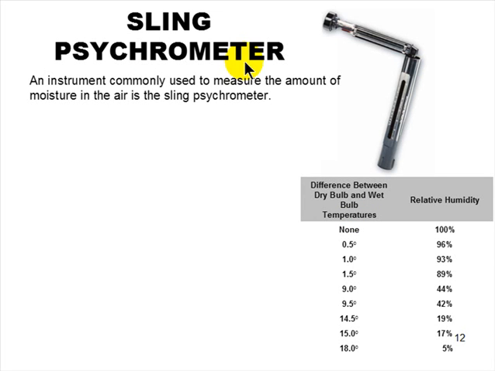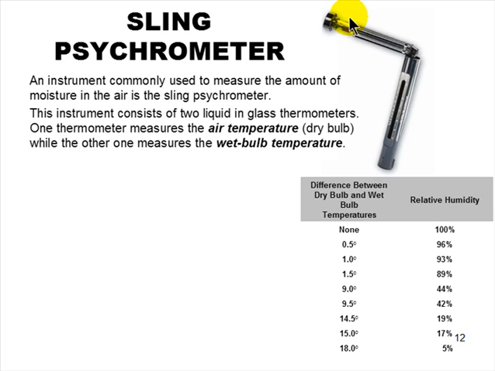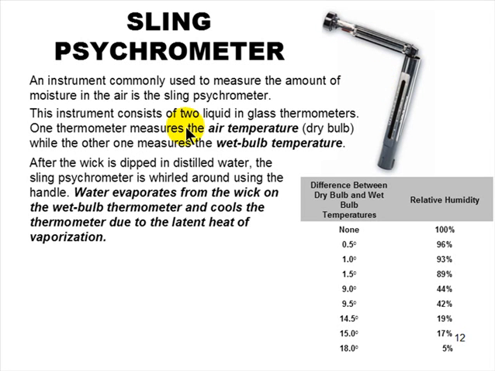An instrument commonly used to measure the amount of moisture in the air is the sling psychrometer. This instrument consists of two liquid-in-glass thermometers. One thermometer measures the air temperature, dry bulb, while the other measures wet bulb temperature. After the wick is dipped in distilled water, okay? That's why I don't like this. Nobody carries distilled water around in a truck.